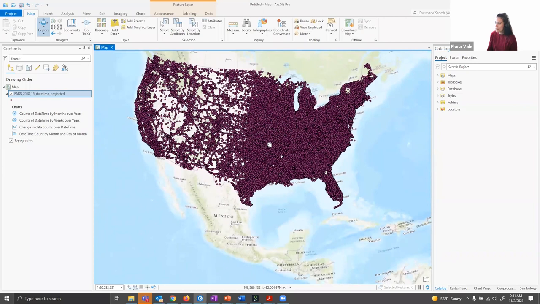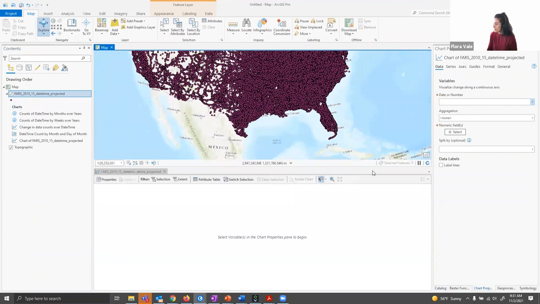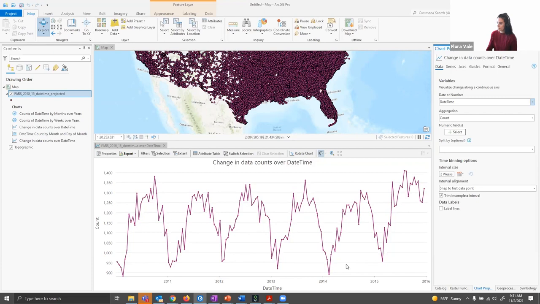We're really just seeing where we have roads, but to understand this temporally, we're going to need the help of some additional data visualization. So the first thing I do with temporal data is make a line chart. And I'm going to point to my date fields. And now we're going to see this kind of seasonal pattern over the years. And we get a default interval size of 2 weeks.